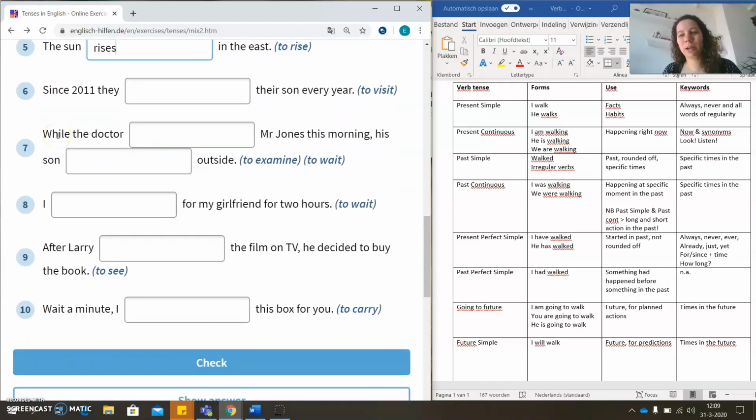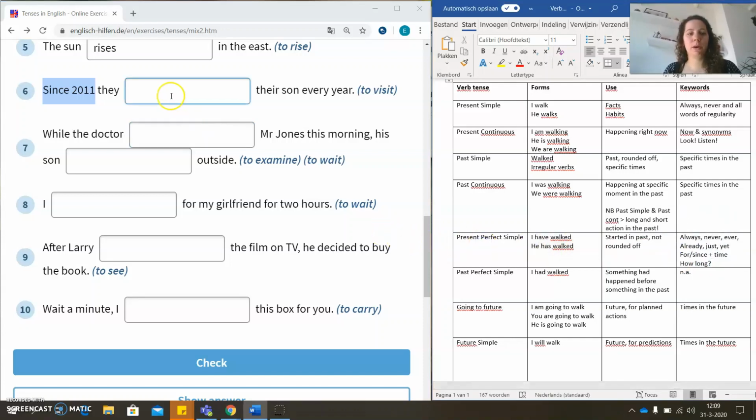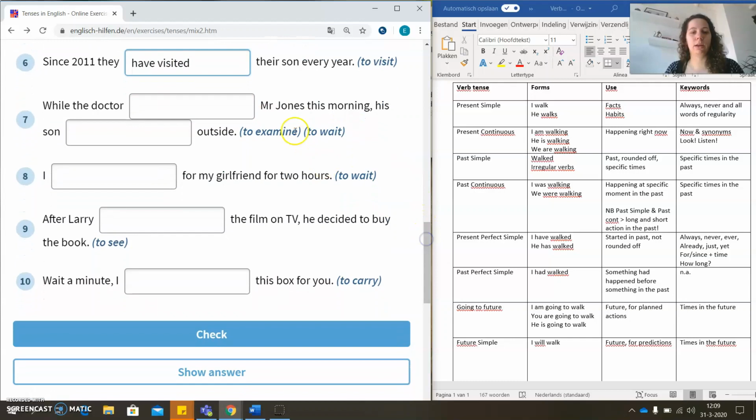Sentence 6 has got a keyword again, so that's nice. I see the keyword "since" plus a time, 2011, and that is a keyword for present perfect. Look, there it is. That means that we're going to fill in our present perfect here. It comes with "have" and "visit." Okay, we need to make that into the past participle, so we add -ed. Check, that's it. Since 2011, they have visited their son every year.